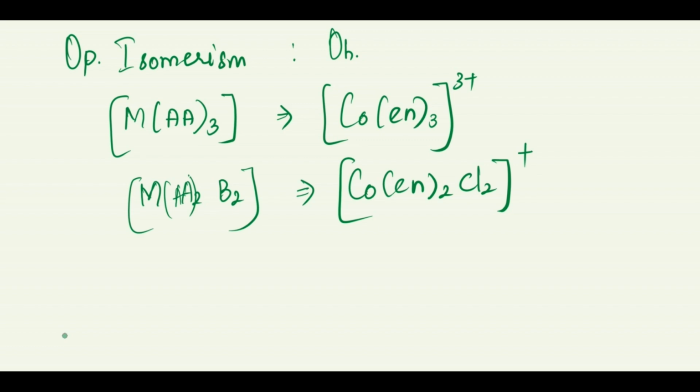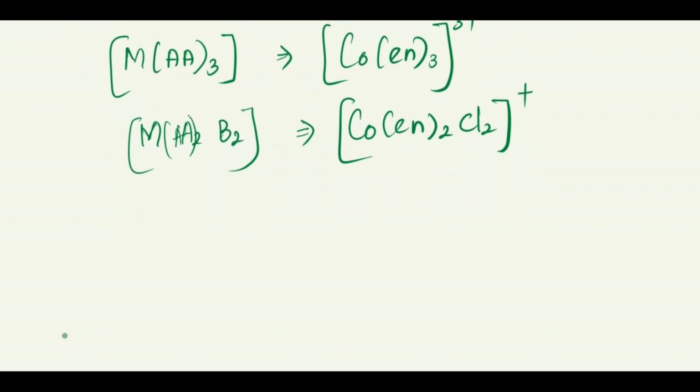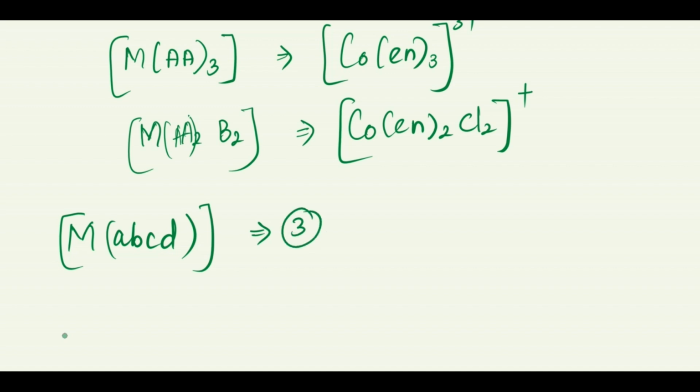There is another isomerism that can be exhibited, that is, if all the ligands are different, that is an A, B, C, D type in square planar. This can give up to 3 isomers. That's it about the isomerism part.